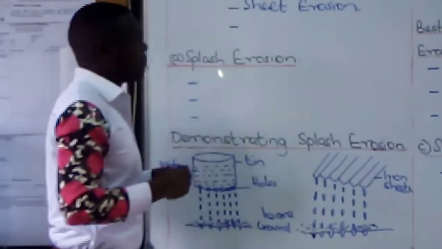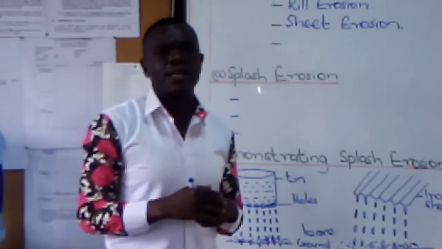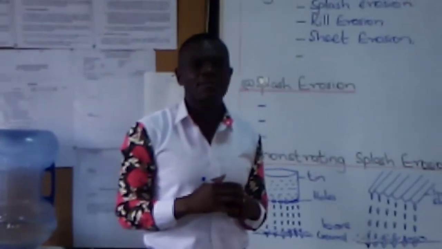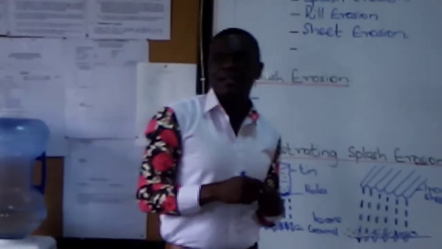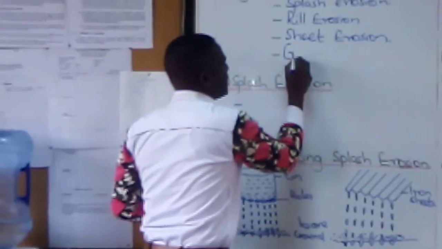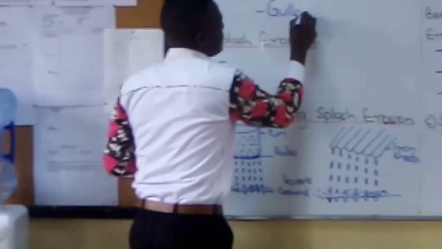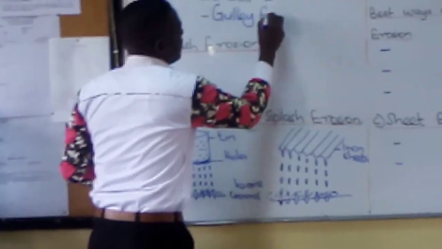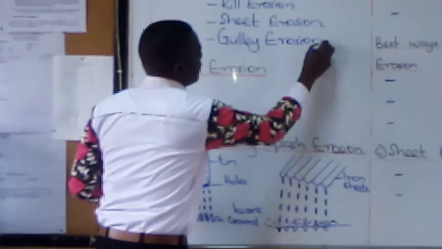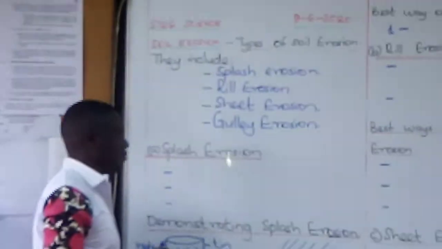Number 4, can I get a girl? All right. Which girl is there? Sylvia. Thank you. Gully erosion. Those are the 4 types of erosion.